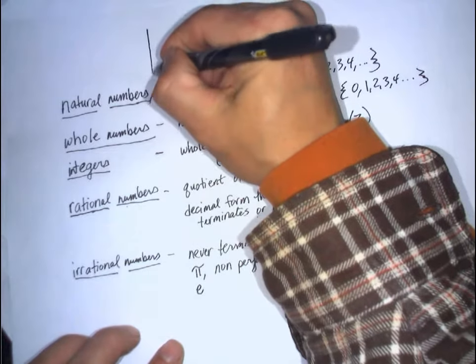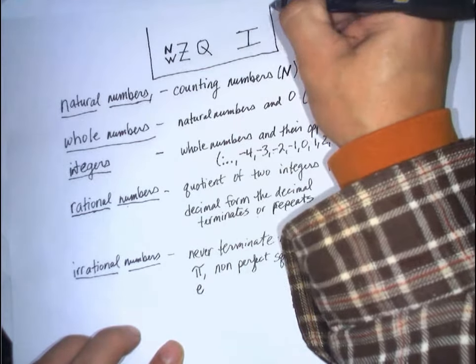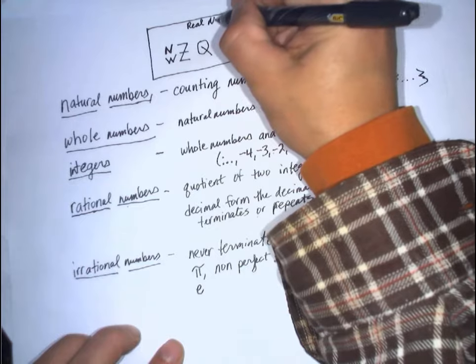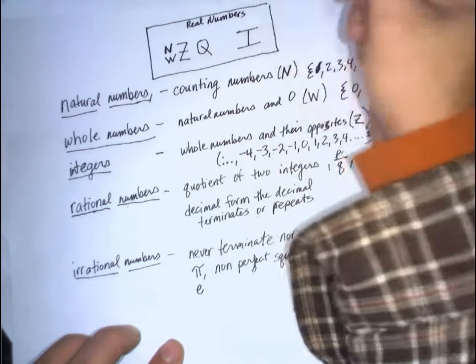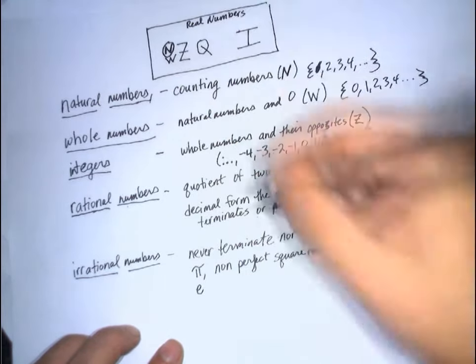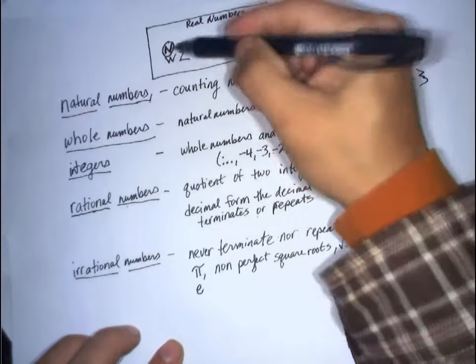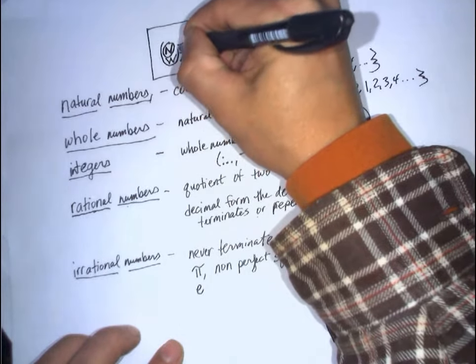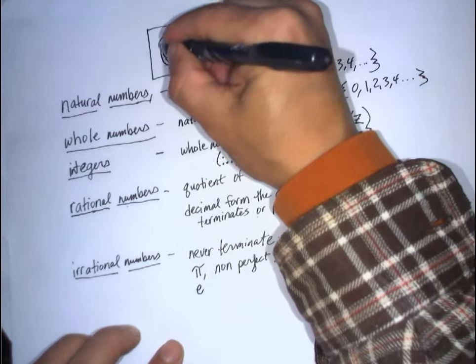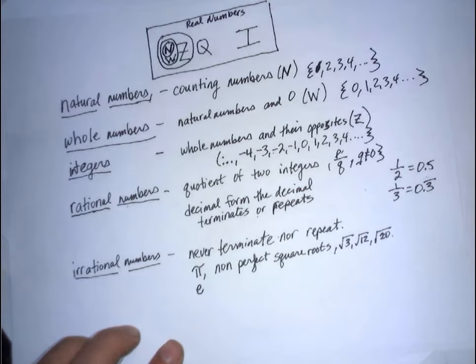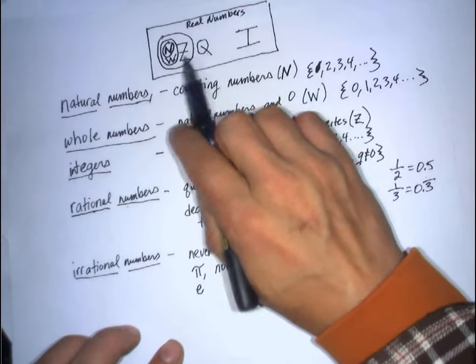So why did I put all these together? Because all of these types of numbers are real numbers. Okay. The natural numbers are in their own little thing here, but every natural number is also a whole number. So we can include that together. And all the whole numbers are in the integers too. So we can do that. And it just so happens that all the integers are rational numbers too.